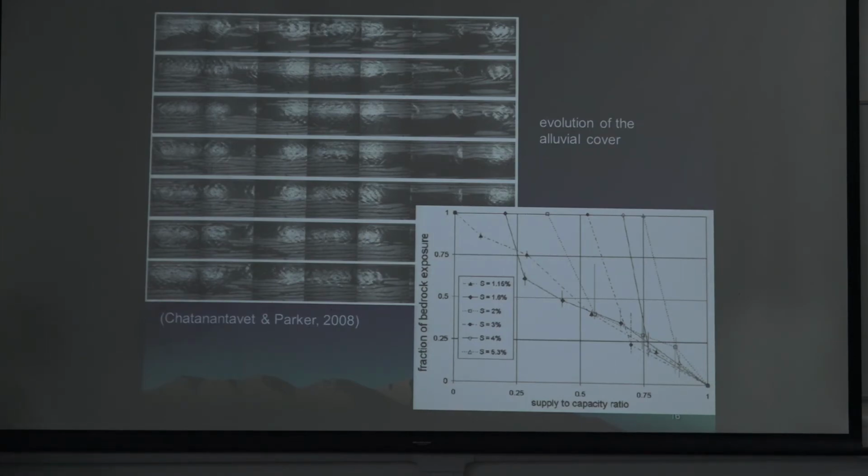Still, a straight flume has been used to, for example, document the evolution of alluvial cover on bedrock. It can be interesting to document the cover of the two effects. So, supply varies between 0 and 1, with the fraction of bedrock exposure. With almost no sediment arriving in the system, all the bedrock is uncovered. You can see the bedrock, and the larger the quantity of sediments you bring into the system, the more the cover of sediment.